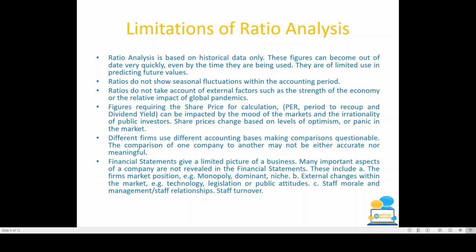So an example of that would be where different companies might use different percentages of depreciation, or different depreciation methods such as straight line or reducing balance and so on. Financial statements give a limited picture of a business. Many important aspects of a company are not revealed in the financial statements. These include things like the firm's market position, external changes within the market, staff morale, management-staff relationships, and staff turnover. All that will be very relevant to how a company is going, and that is not worked out in the ratio analysis.